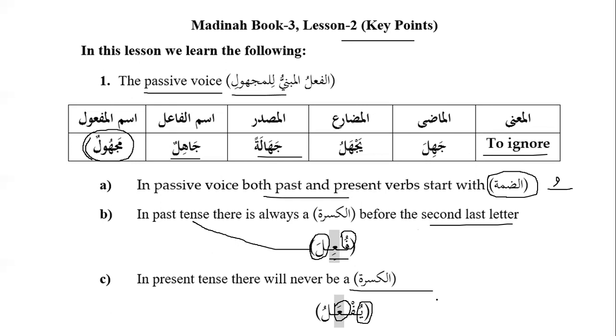The only other thing we need to remember is that it always comes from fi'l al-muta'addi, which means the verb that needs an object. It will not come from fi'l al-lazim. But even if you don't remember that, if you remember these 3 points, inshallah, the next lesson will be very, very easy. Any questions?